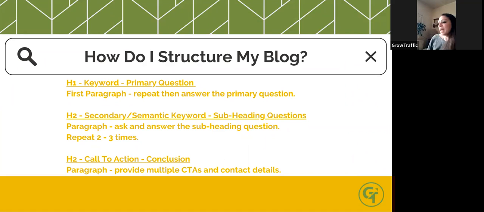Final bit, we're on the home straight now. How do you structure a blog for SEO? And this is quite a specific way that we structure a blog for search engines.